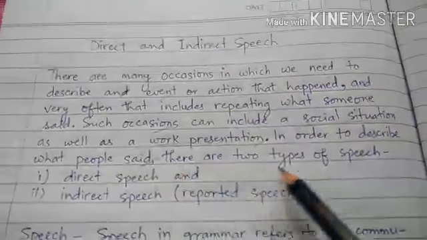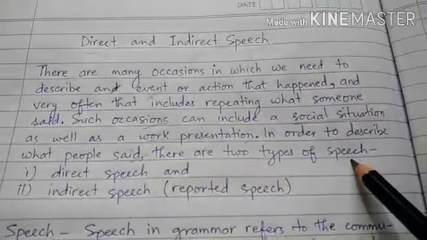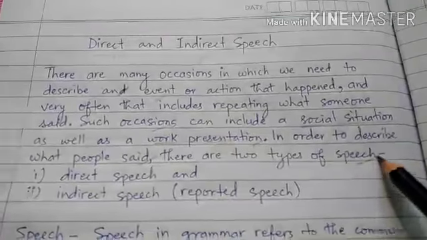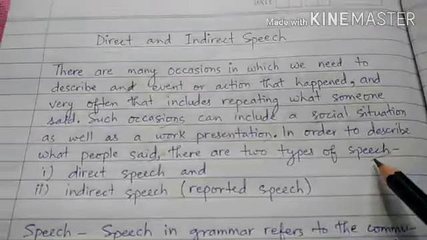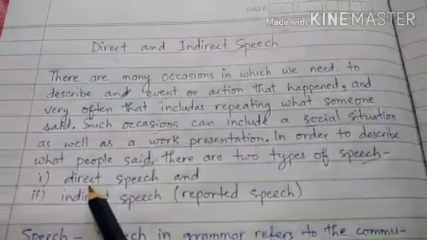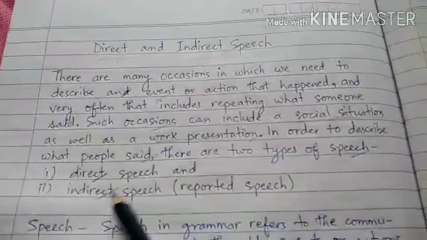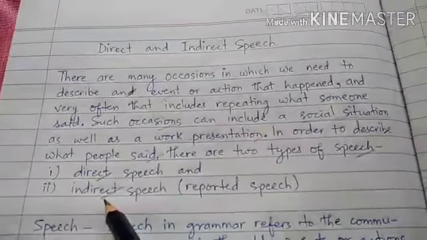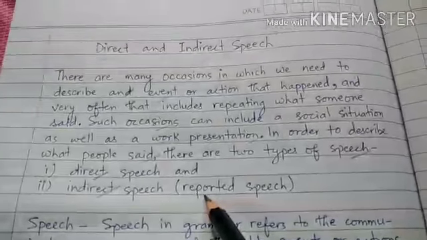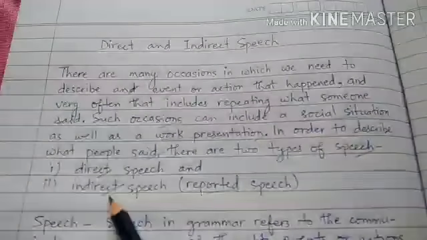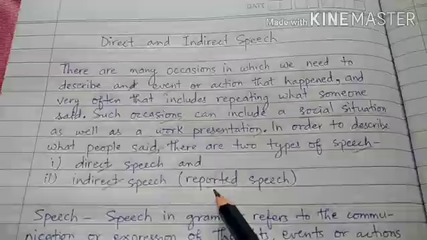Okay, there are two types of speech. So उसे दो तरीके से बयां कर सकते हैं, in two speech. What are they? One is direct speech and number two is indirect speech. Okay, indirect speech is also called reported speech. So indirect speech को हम reported speech भी कह सकते हैं.